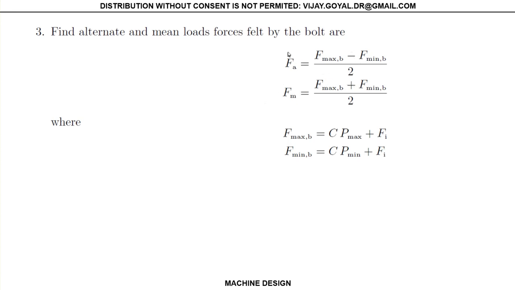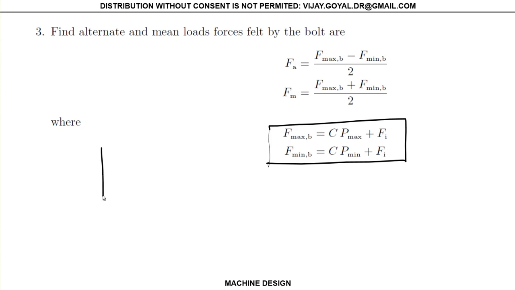This is what the equation is going to look like for the alternating and mean load that we'll use for analysis. And these are the values of your B, as in bolt, and minimum, as in bolt. So this is actually given by this equation right here. This is minimum, this is maximum.